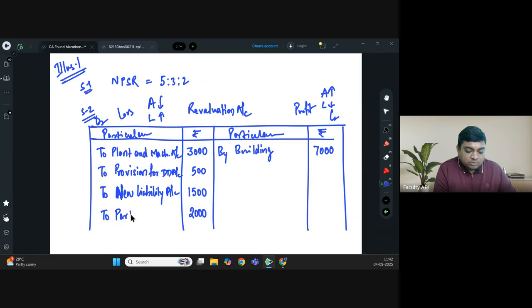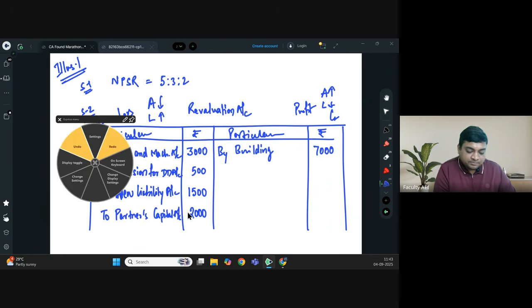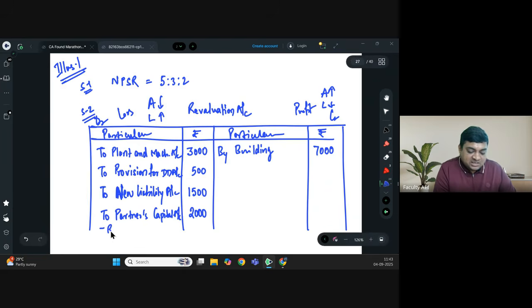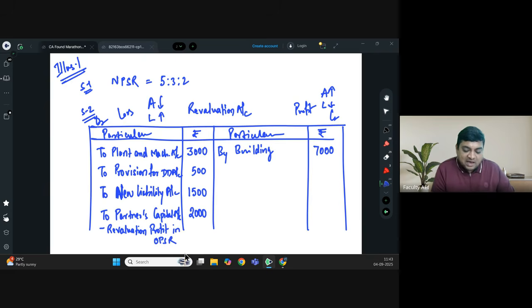This will be transferred to partners' capital account. What is this? This is revaluation profit in OPSR. Yes or no? This is revaluation profit in old profit sharing ratio. As of now, it was the old partners, so this profit will go to the old partners, right?